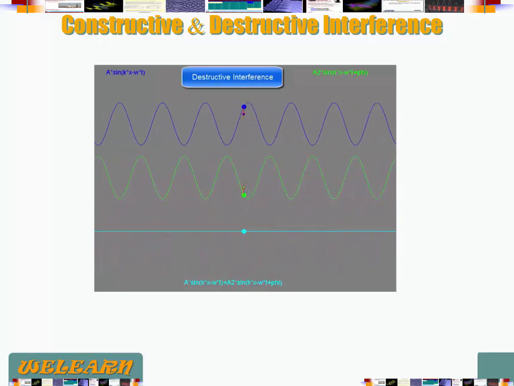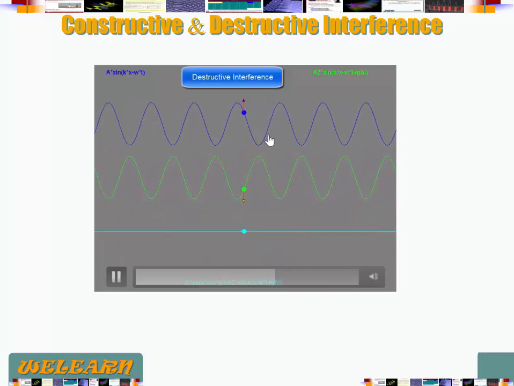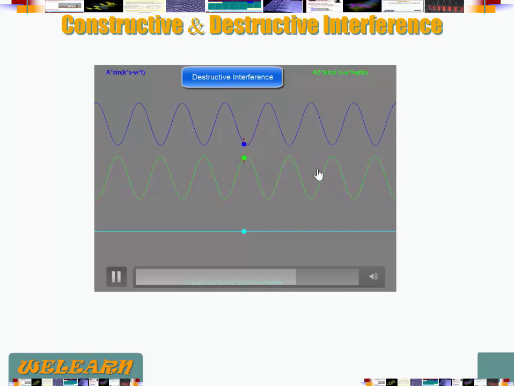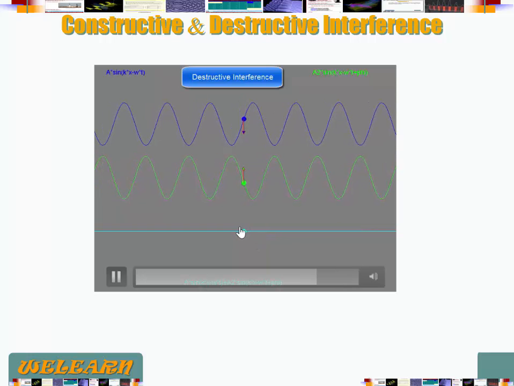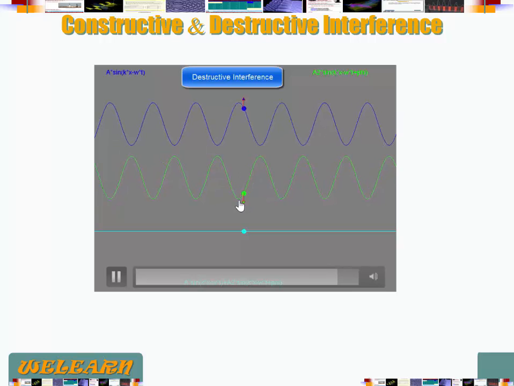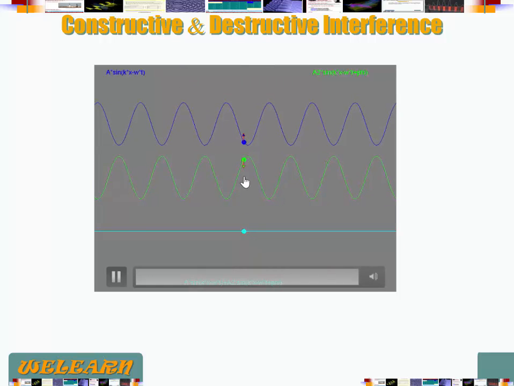Now we have destructive interference. The waves are moving again towards the right, but in here we have the crest coinciding with the trough, and they are of the same amplitude. So you see the amplitude of this one is equal to the amplitude of this one and this one, but this is negative, this is positive, so they add up to 0, or vice versa.